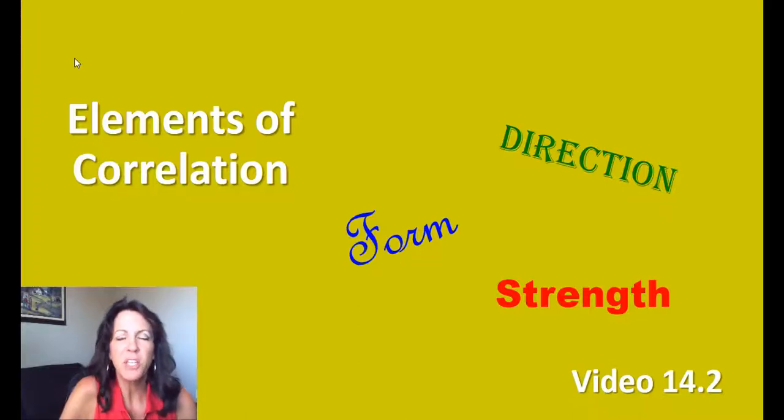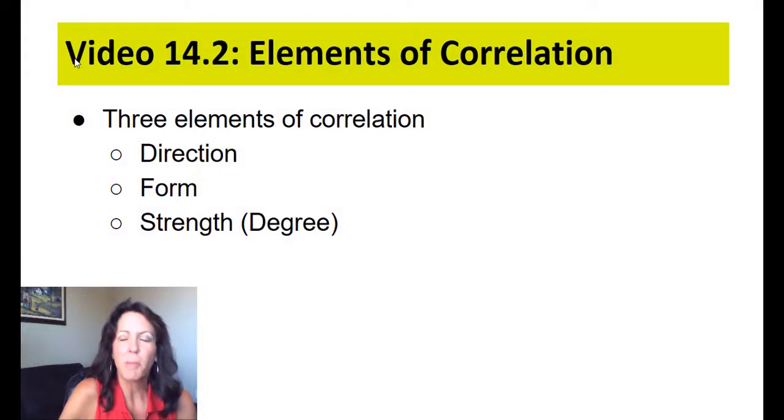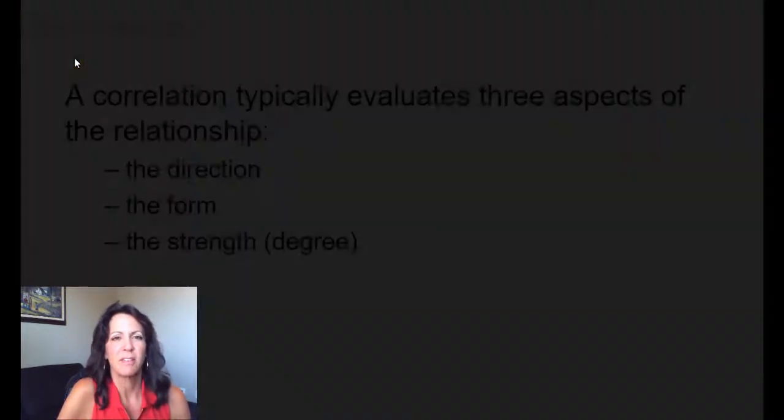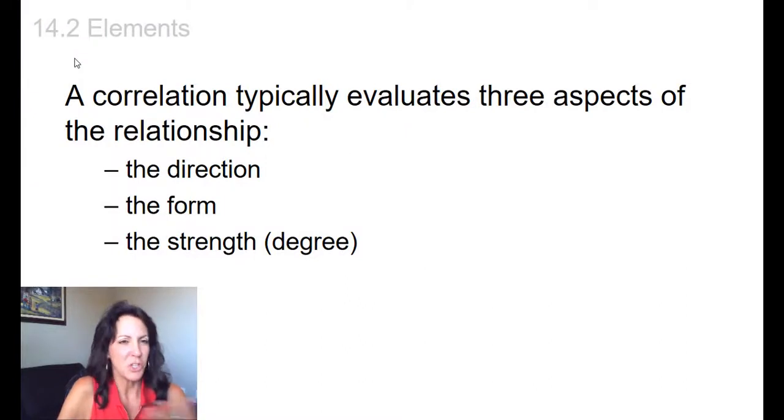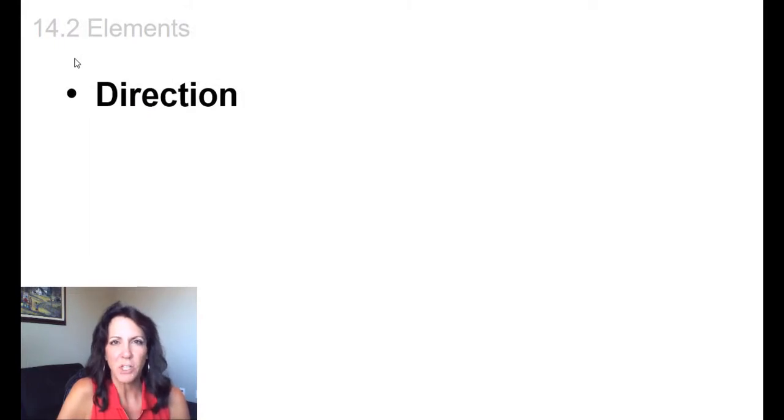In this video, I'll continue with sort of an overview of what is correlation. We're going to talk about three elements of correlation: direction, form, and strength. As I just said, when we have a correlation, it typically evaluates three aspects of the relationship. You're going to want to make sure you have these committed to memory: the direction, the form, and the strength, or the degree. So let's go ahead and start with the direction.